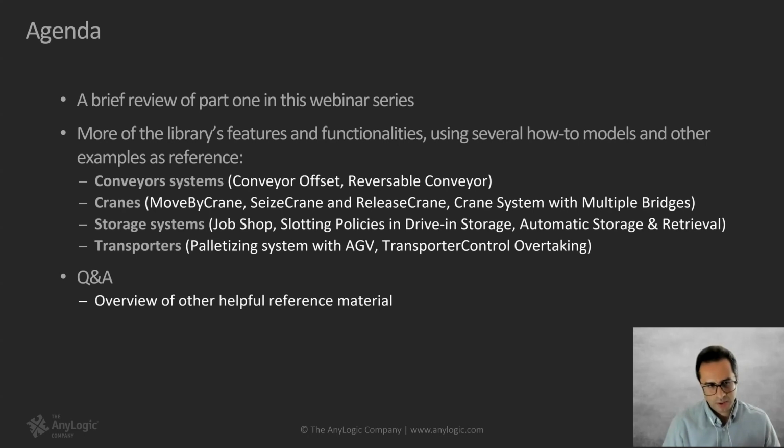Okay, let's start with the agenda. I will start by briefly going over part 1 of this webinar series to give you some idea about what we covered and what you can look for in the first part. Then we get to reviewing several models. These models are from AnyLogic example models, how-to models, tutorials, and we also created one custom model. We are going to cover conveyor systems, cranes, storage systems, and transporters. And as you can guess, these are going to be more intermediate to advanced level models because we covered the basics in the first webinar.